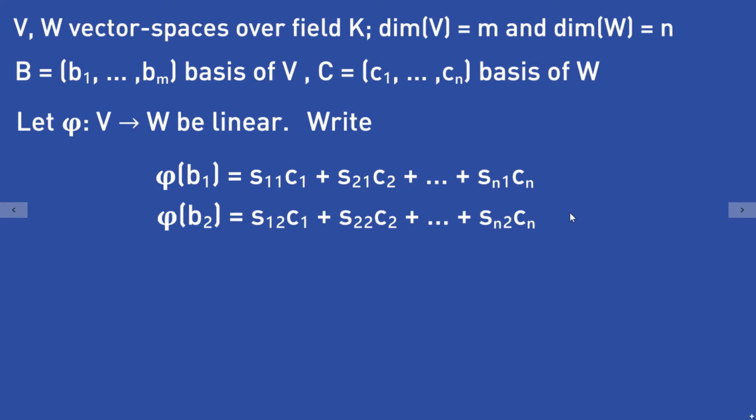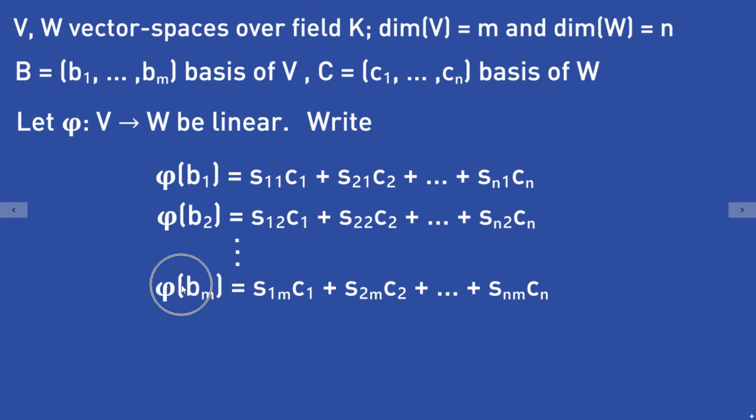You have to repeat this until you reach phi of Bm. So phi of Bm has to be such a linear combination too. So you want to write phi of Bm as a linear combination of C1 to Cn. So phi of Bm is equal to S1m times C1 plus S2m times C2 plus so on plus Snm times Cn. And you are interested to find these coefficients S1m to Snm.